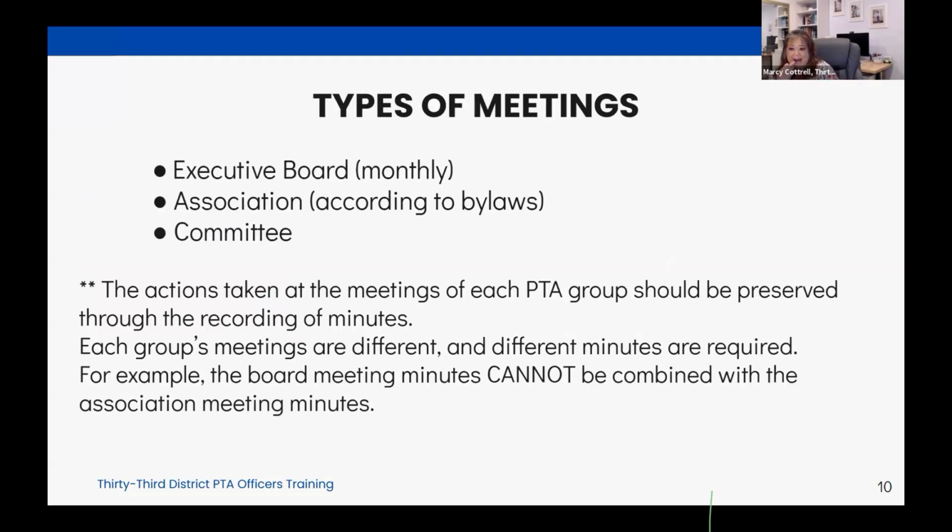Types of meetings: you have the executive board, your association, and committee. The committee meetings could go in with your executive board minutes because usually they are reported on at an executive board meeting. The actions that are taken at the meetings of each group, as we mentioned, should be preserved through the recording of the minutes, and each group's minutes are different, and the different minutes are required. So your board meeting minutes cannot be combined with your association minutes, as Jasmine had asked.